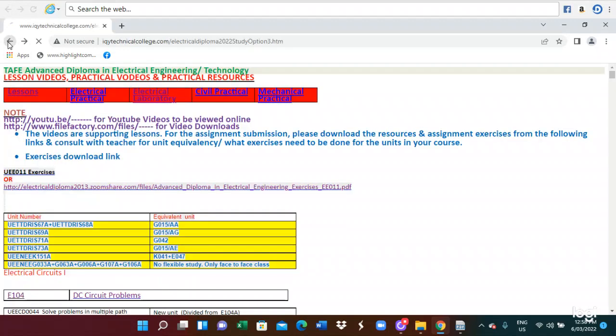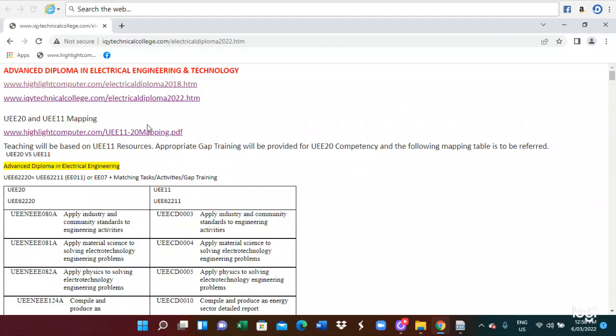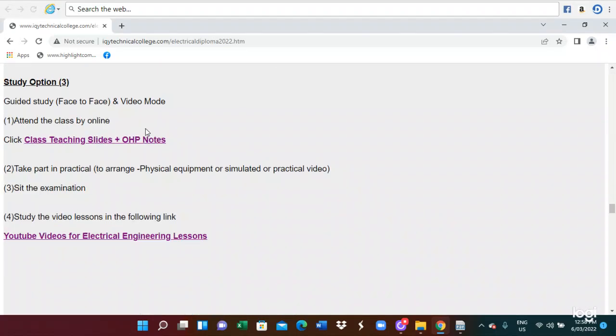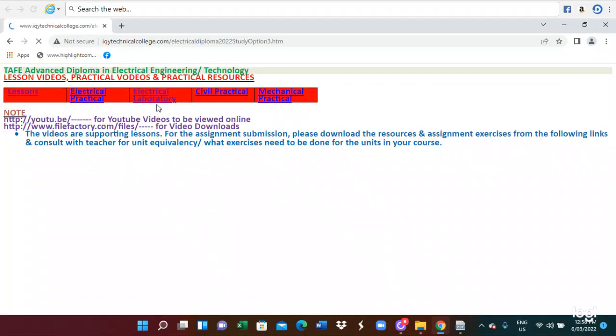We told you about the link, this is the study link. From this study link, IQI Technical College Douglas BAppEng Electrical Electronic Resources.htm, then for the diploma, you have to click this. IQI Technical College Douglas Electrical Diploma 2022.htm. You click this, and after that you go down. You can see the YouTube video lesson, YouTube video for electrical engineering lesson. You click this one, and you click the lesson.